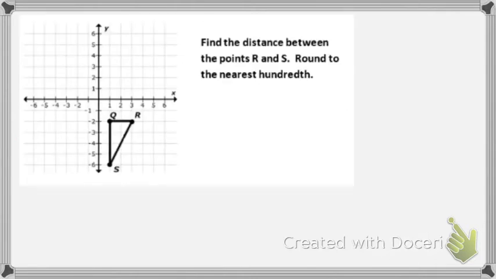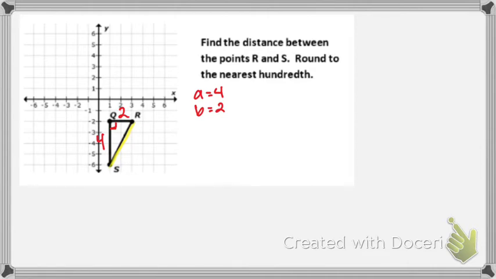Here it says find the distance between the points R and S, round to the nearest hundredth. R and S is going to be this line segment right here, which is the hypotenuse. This is our right triangle. Let's count how many units Q to R is. That's 1, 2. So this is 2. And from Q to S is 1, 2, 3, 4. So we have our side lengths 2 and 4. Those two side lengths make that 90 degrees, so I know my legs, A and B, are 4 and 2. Remember, it doesn't really matter what each one is as long as they're both A and B.